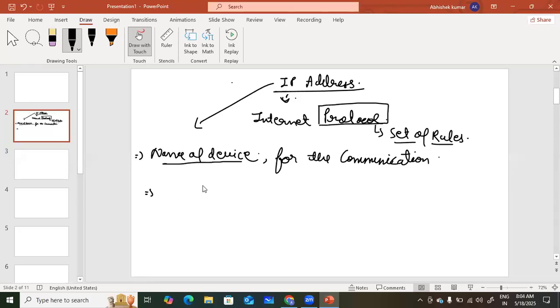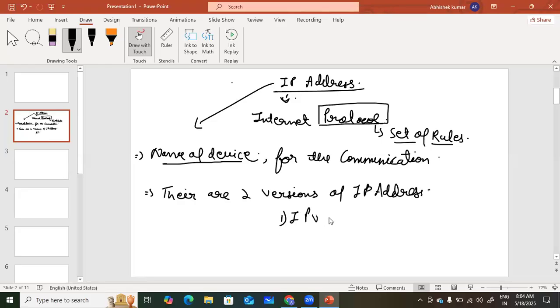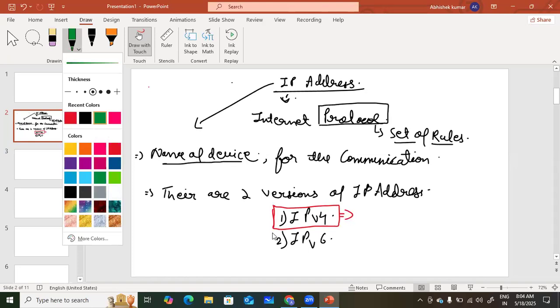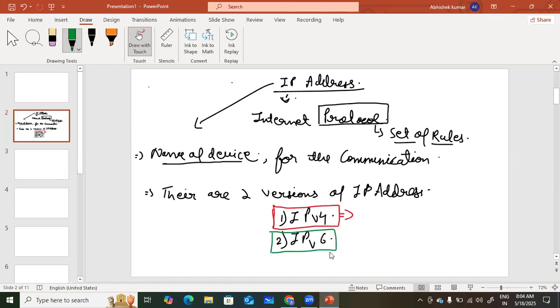There are basically two versions of IP address: IP version 4 and IP version 6. In the beginning of the CCNA, we will be completely focusing on IPv4. When we are about to end our CCNA course, then we will learn about IPv6. Am I clear?